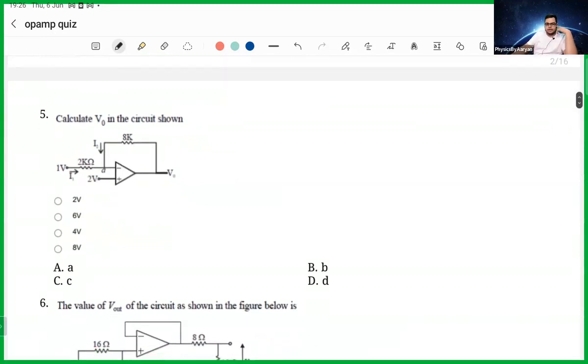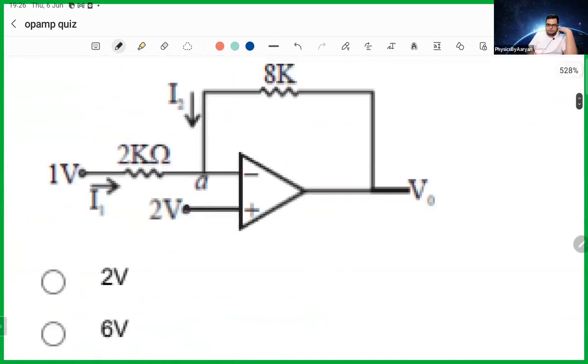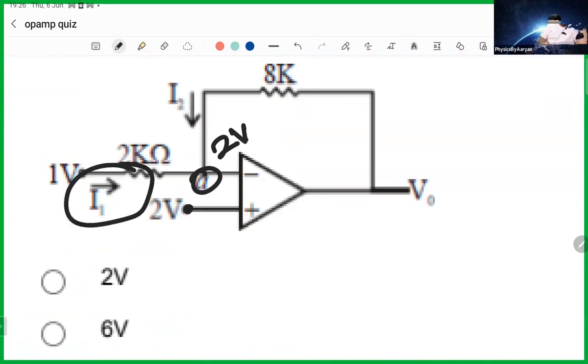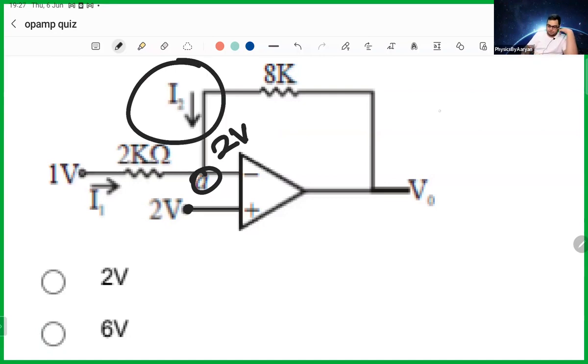I think it's again a simple one, but what can be done for this one? Again, the principle of virtual ground will apply. So you can clearly see this thing is 2 volt. If this is 2 volt, then this thing is also 2 volt. So this thing is also 2 volt, and then you need this current, this current. First of all, whatever current is here, the same current will be here, because no input current can be there. So first of all, you can find this current.